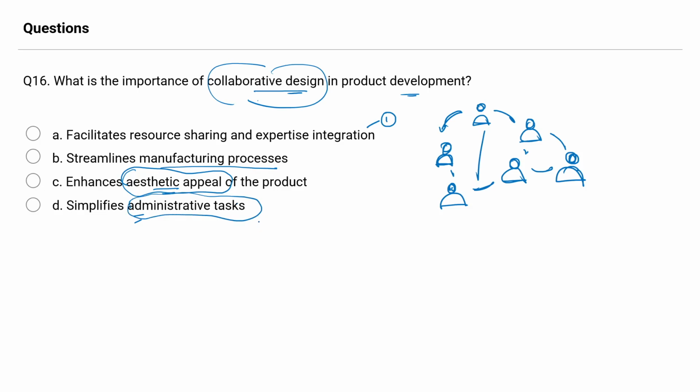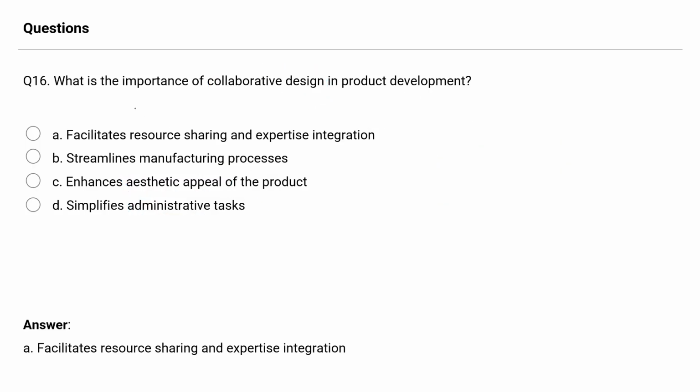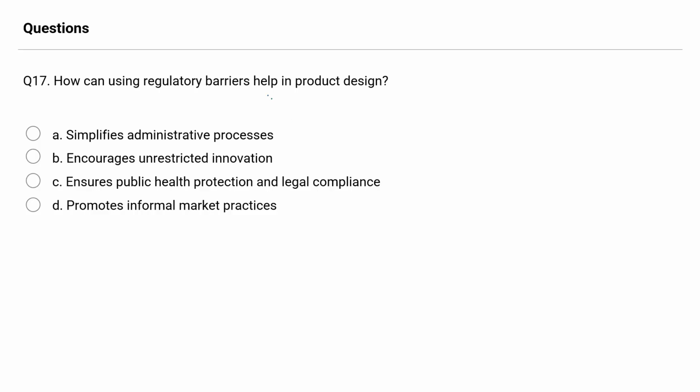Let's see the correct answer. Yes, indeed, it is option A, which is facilitating the resource sharing and expertise integration. Very well done. Collaborative design helps in resource sharing and expert integration. It is not about streamlining the manufacturing process, neither about aesthetic appeal or about administrative process. Okay, let's reach out to question number 17.